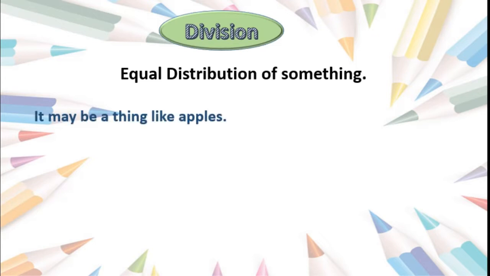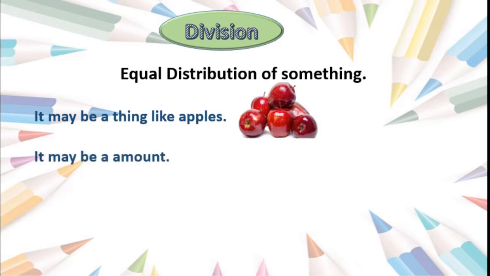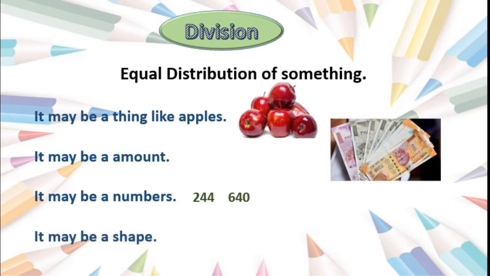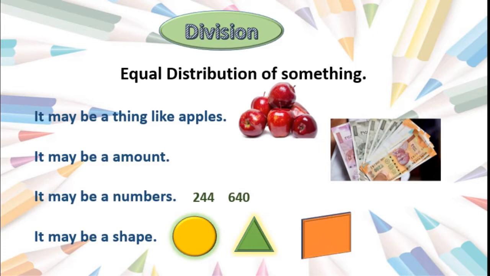It may be a thing like apples. See, we can divide these apples equally among the given numbers, isn't it? It may be an amount. We also can divide amount equally. It may be numbers. See here, we can divide these numbers equally among the specified numbers. It may be a shape. We can divide shape also in given parts, isn't it?